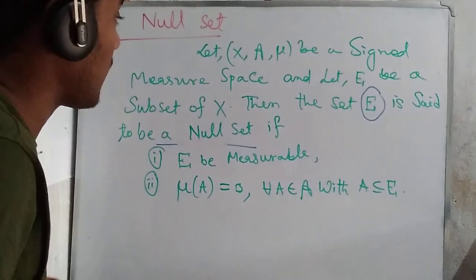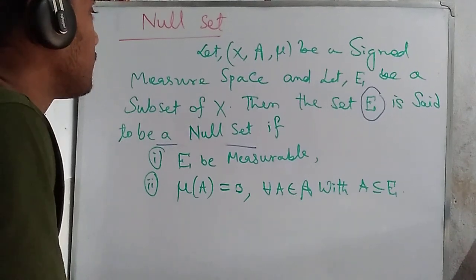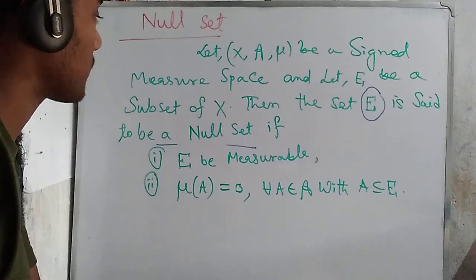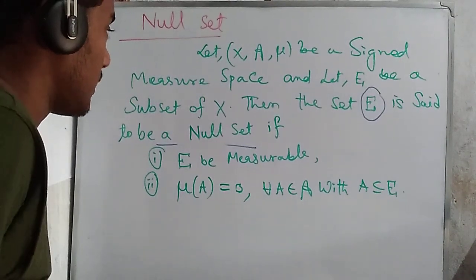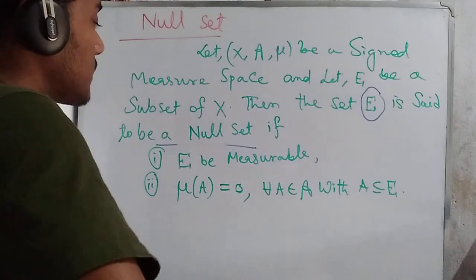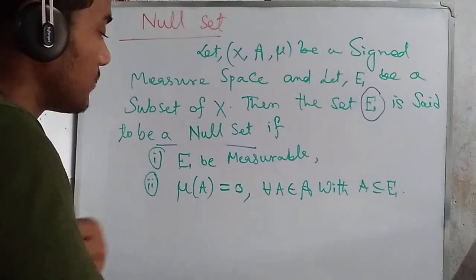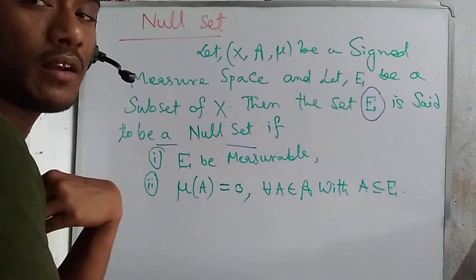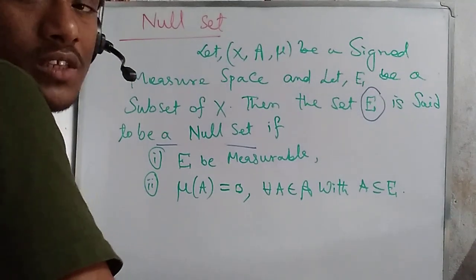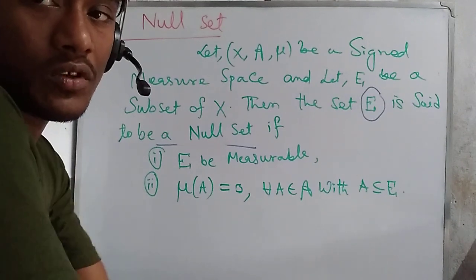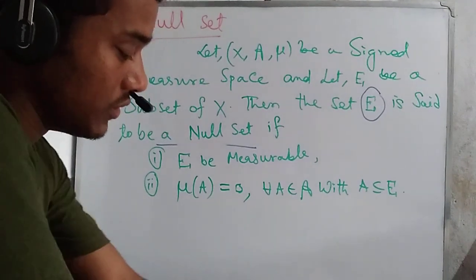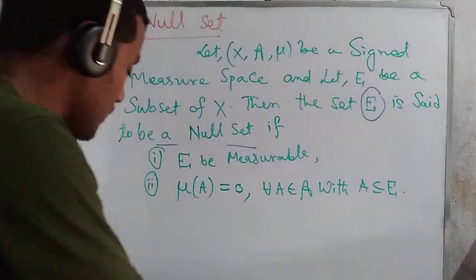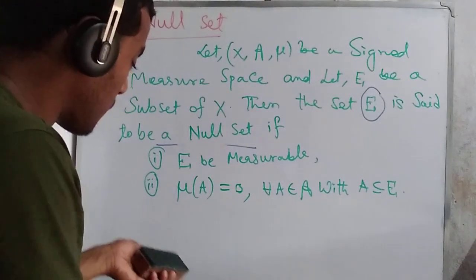Then again, if it is a negative set, it is the same thing: a subset of some measure space (X, script A, mu), and E is said to be a negative set if E is measurable and mu(A) is less than or equal to 0, that means negative values or 0, if A is a subset of E.